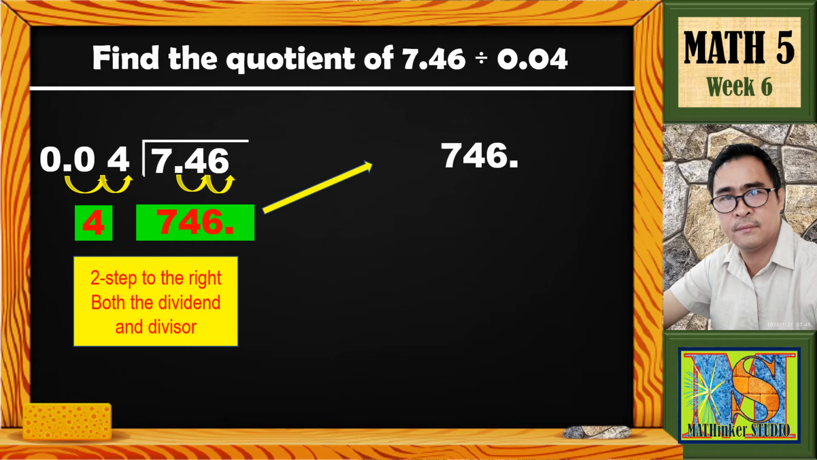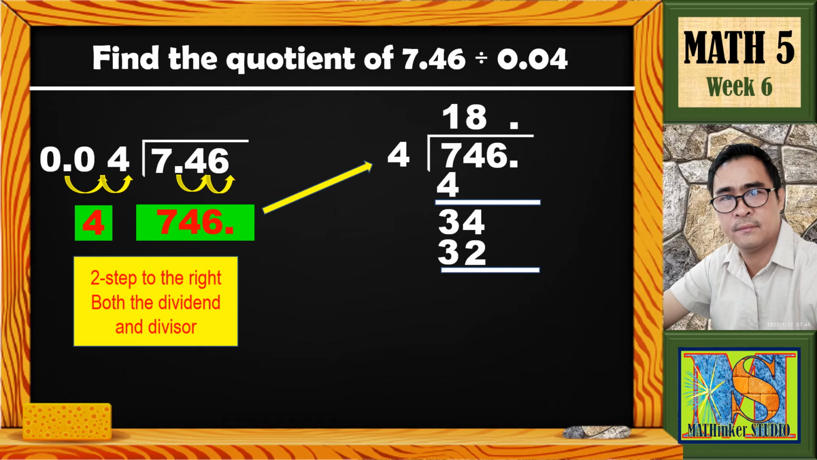Let us divide. 746 divided by 4. And then, yung decimal point natin, para hindi tayo malito. Then let us divide. 7 divided by 4 is equal to 1. 1 times 4, 4. 7 minus 4 is equal to 3. Then, bring down 4. Then, 34 divided by 4 is equal to 8. 8 times 4, 32. Then, let us subtract. 4 minus 2 is equal to 2.